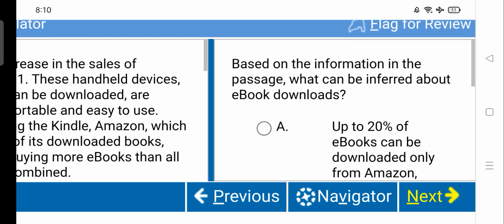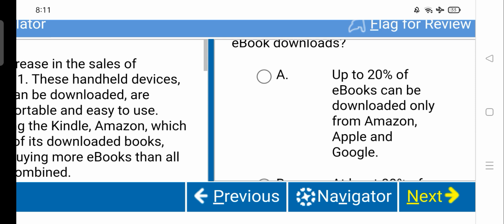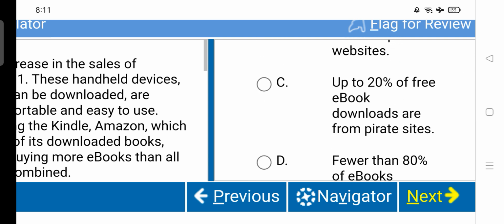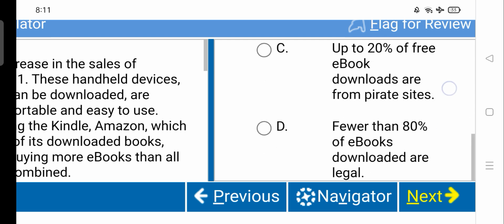Based on the information in the passage, what can be inferred about ebook downloads? Option A, up to 20% of ebooks can be downloaded only from Amazon, Apple, and Google. Option B, at least 80% of ebooks downloaded are not from pirate websites. Option C, up to 20% of free ebook downloads are from pirate sites. Option D. Fewer than 80% of ebooks downloaded are legal.